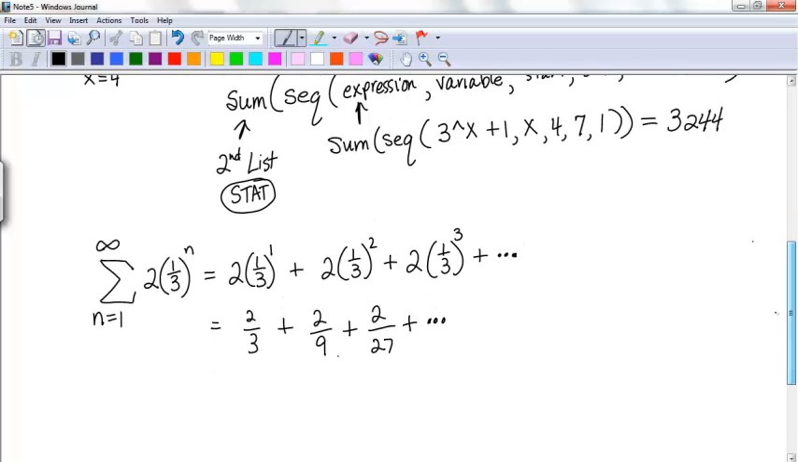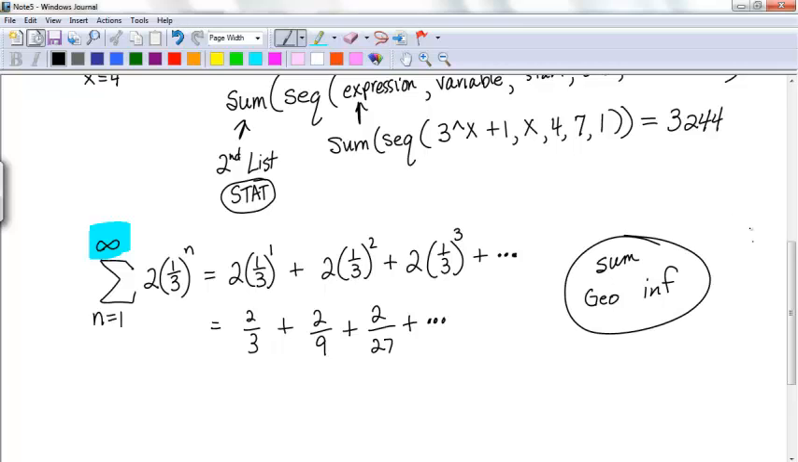Now, you have to look at that and say, is that arithmetic or is that geometric? Geometric, okay, we know it's geometric. We also know it is infinite, and we're looking at a sum of an infinite geometric series. Now you got to go back in what we've done before. Sum of an infinite geometric series.